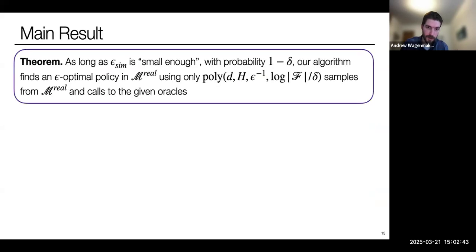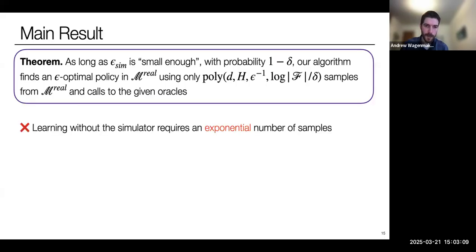Okay, what can we say about this? We prove the following theorem: in this general low-rank MDP setting, as long as epsilon sim is small enough, then with probability 1 minus delta, our algorithm finds an epsilon optimal policy in real using only a polynomial number of samples from real and a polynomial number of calls to the given oracle. So assuming again that these oracles are efficient, this means that we also only take a polynomial number of samples in sim.